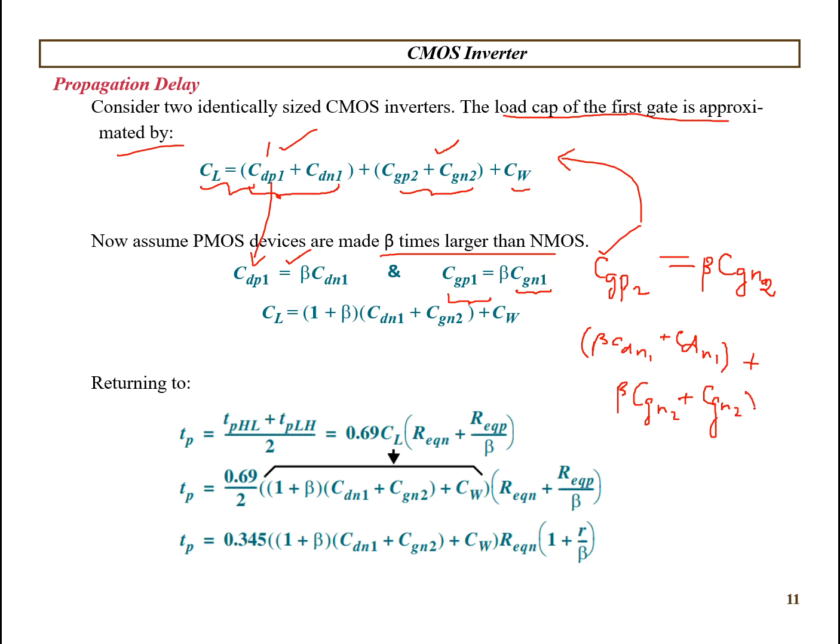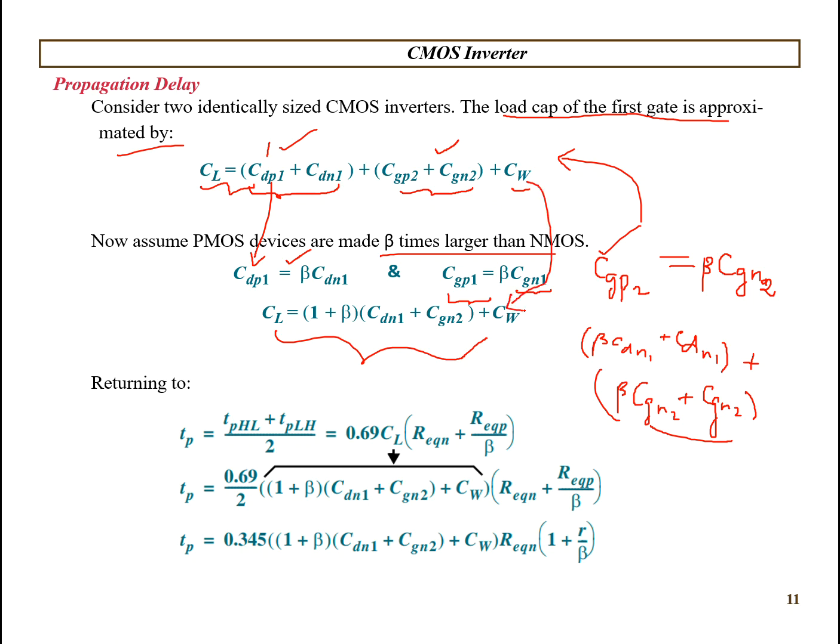In this, if you take CDN1 as common, you will get 1 plus beta. And in this equation, if you take CGN2 as common, you will get 1 plus beta. Then if you take 1 plus beta as common, you will get the load capacitance equation: CL is equal to 1 plus beta into CDN1 plus CGN2, plus the wiring capacitance that already exists in your load capacitance equation.